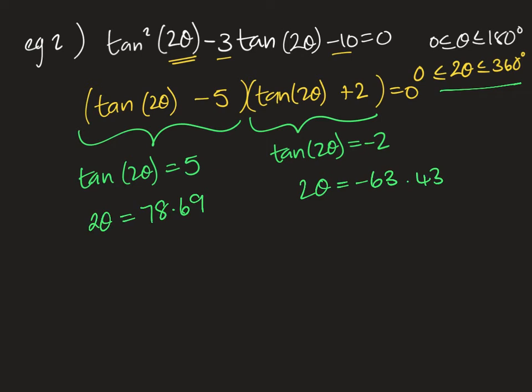Now, that one isn't in my range, but it doesn't matter because next I'm going to find all my values for 2 theta within the given range. I'm going to start with the 78.69, and to find the next value I need to add 180 degrees, which is always the same for a tan function, add or subtract 180 degrees.